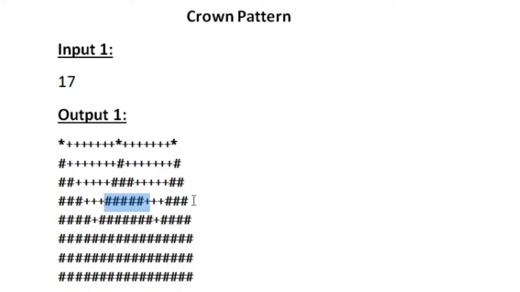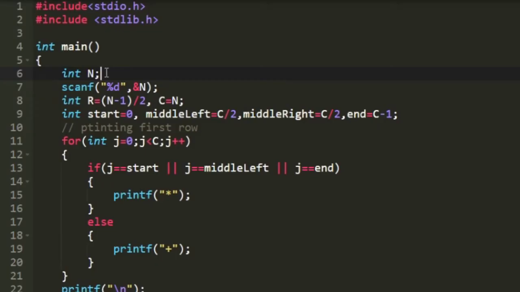Now let us see how to write a C program for this. So first I am creating an integer n, and in the next line I am accepting the integer n as input, and then I am creating 2 integer variables r and c. So the integer r is the number of rows and the number of rows will be (n minus 1) by 2 and the number of columns will be n. So for c I am assigning the value n, and then I am creating the 4 integer variables: start, end, middle left and middle right. So for the integer start I am initially assigning 0, and for end I am assigning c minus 1, and for middle left and middle right I am assigning c by 2.